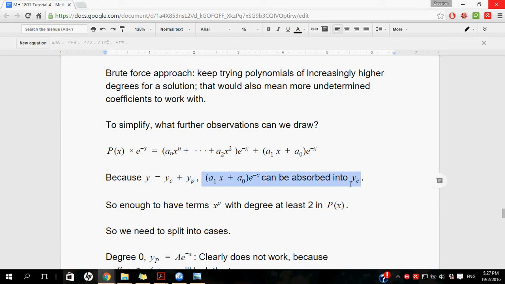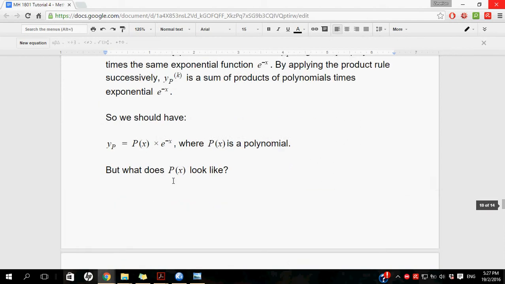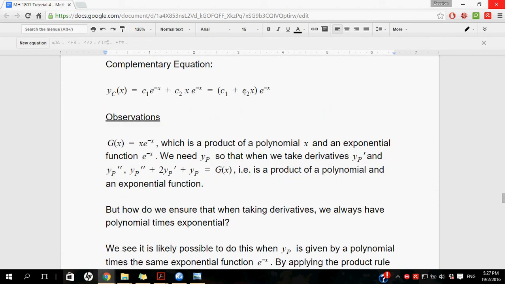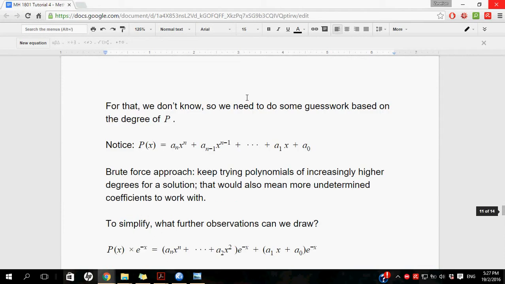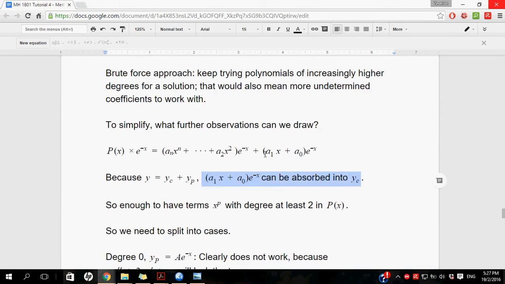Why can we do this? It's due to the nature of yc. The values c1 and c2 are arbitrary, so they are allowed to take any real numbers of our choice. And if you add a term that is exactly of the same form, then because the constants are arbitrary, it can therefore be made part of the solution of yc.